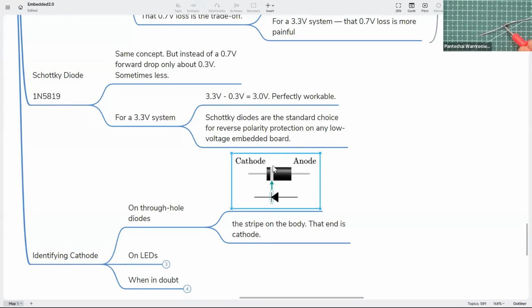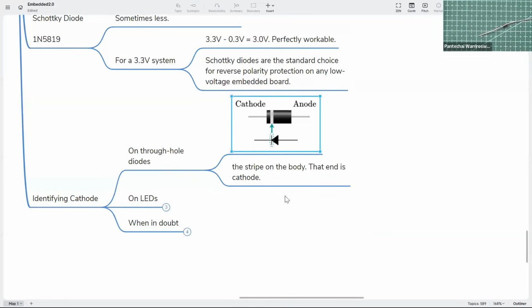And where there is no gray color stripe, that is going to be an anode. And the symbol with the vertical line is going to be called a cathode, and the other end is going to be an anode.